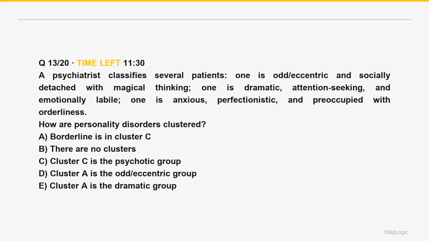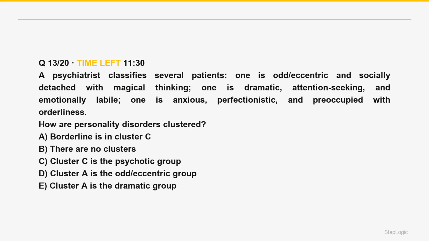How are personality disorders clustered? A psychiatrist classifies several patients. One is odd, eccentric, and socially detached with magical thinking. One is dramatic, attention-seeking, and emotionally labile. One is anxious, perfectionistic, and preoccupied with orderliness. Read the command. How personality disorders are clustered.